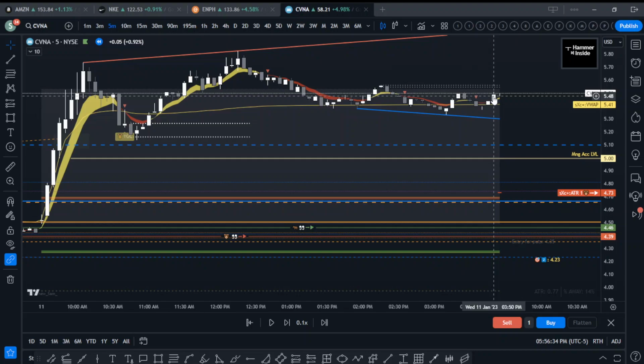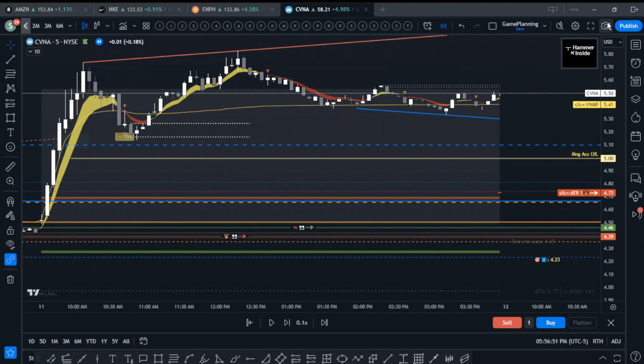The ADR is important because it can act as support and resistance. But if it does break through that, that can also be a trick that it can do. So for example, this is Carvana, and this is backtesting. This is bar replay, where you can backtest these types of things. This is Carvana back on January 11th, 2023, so several months ago.